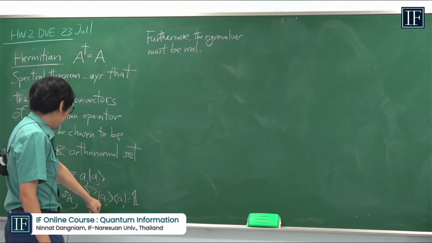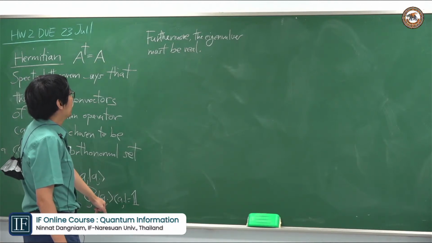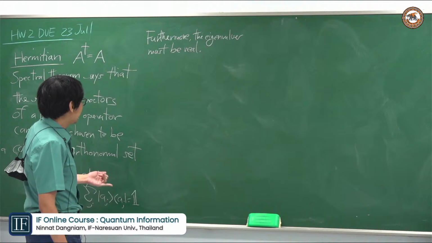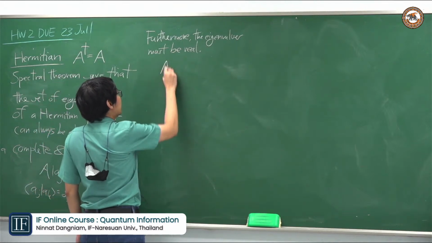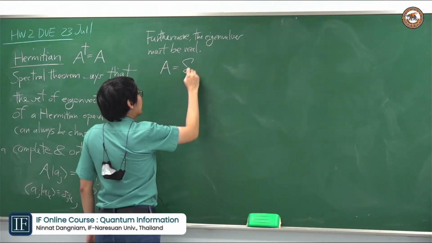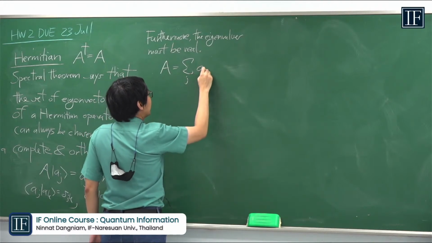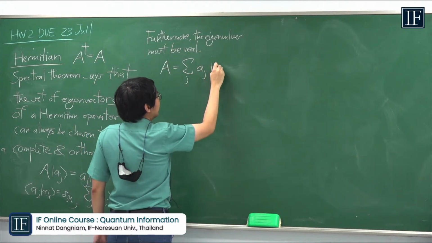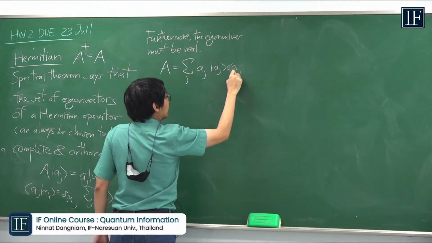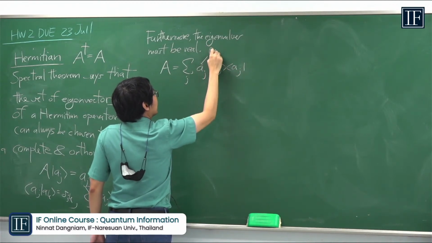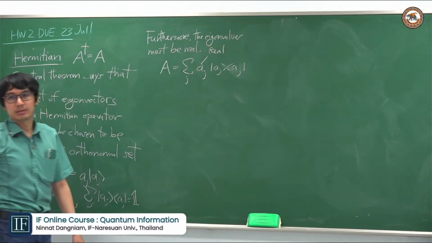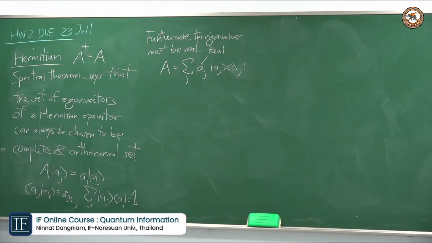So in particular, since it's diagonalizable, I can always write a Hermitian operator A in this form, where this is real. This is the manifestation of the spectral theorem in the Dirac bracket notation.